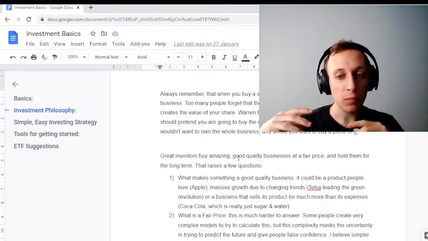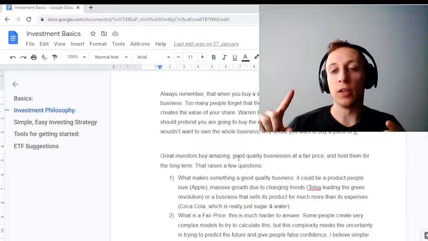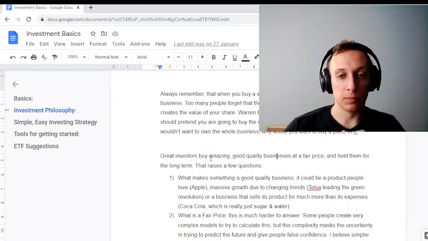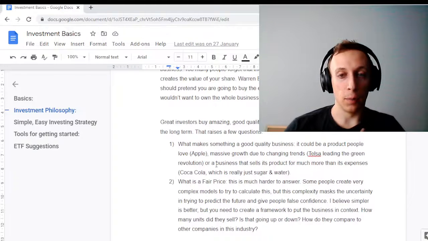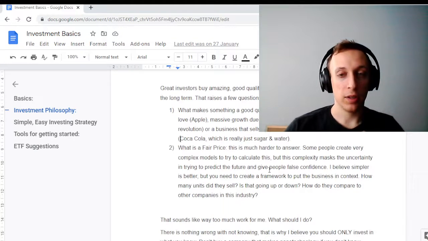So, what makes a great business? You have to answer that yourself, but to me, it's product. Does it offer value? Do people like it? Is it showing revenue growth? That's a good sign that it's continuing to be a good business. So again, it could produce something people love, like Apple, massive growth, like Tesla, or a business that sells its products for much more than expenses, like Coca-Cola, which really just sells sugar and water, and so it has high gross margin.